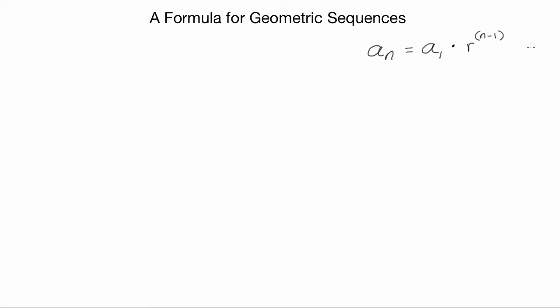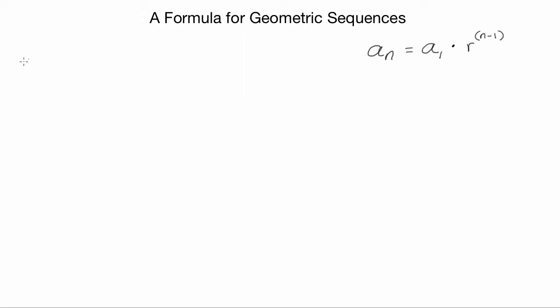If you've seen the previous video, you know that because the sequence is repeated multiplication, multiplying by the same number over and over again, we use exponents to represent it. It makes things much easier to write. So there we go, that's my formula for a geometric sequence. Now let's actually look at an example.